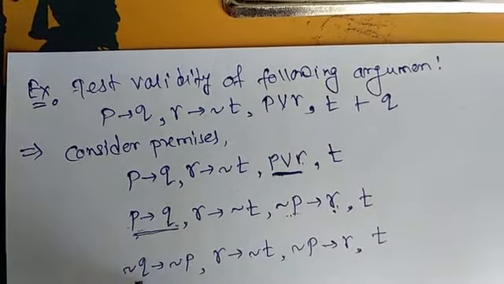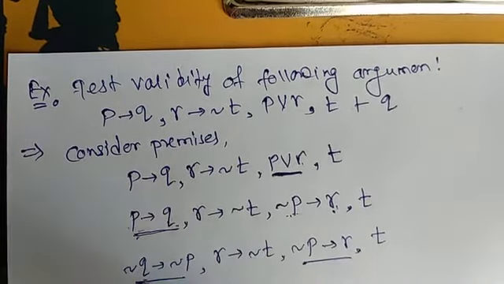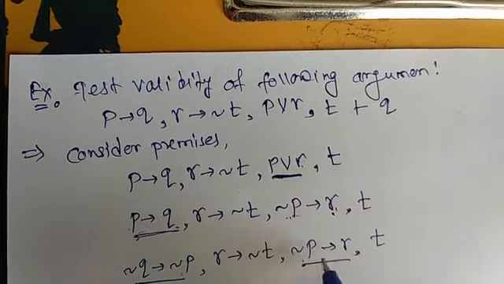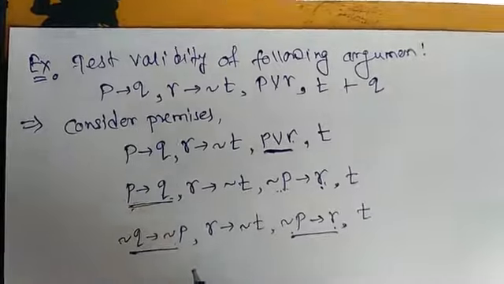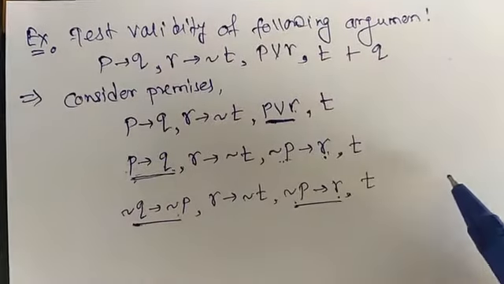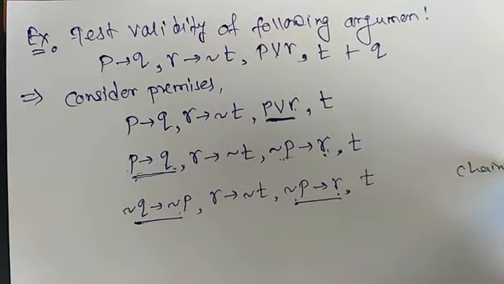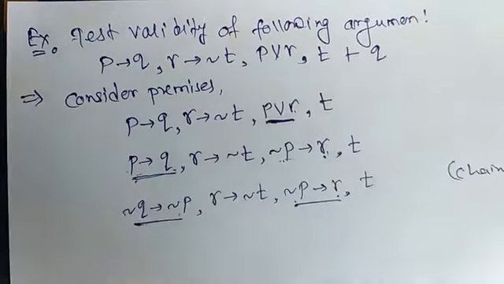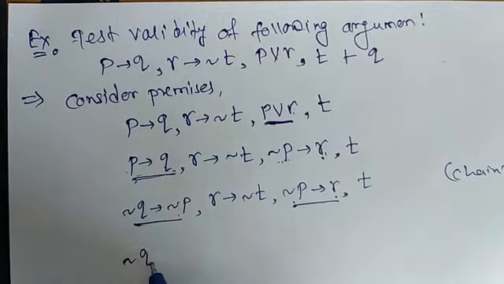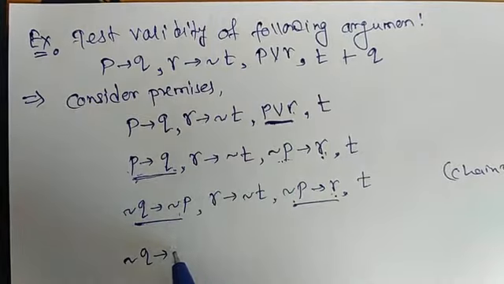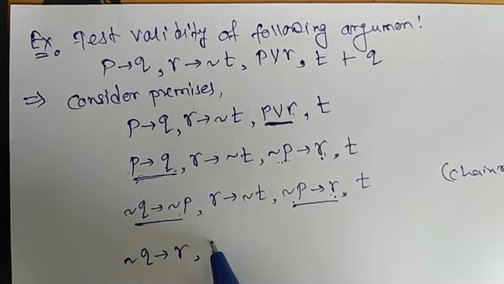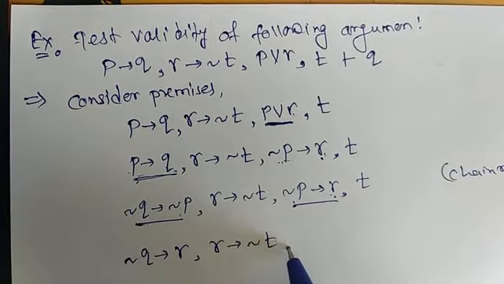So from these two, negation q implies negation p and negation p implies r, by using the chain rule, you may say that negation q implies r. Okay, and r implies negation t as it is, t.